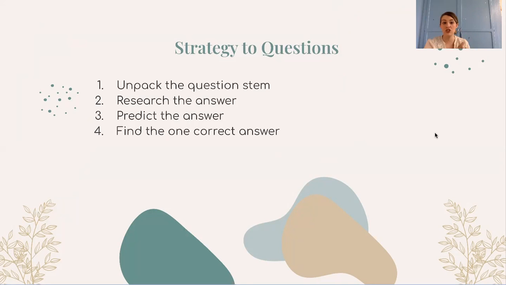Third, you want to predict the answer. Intentionally, there will be some answer choices that are there to trick or mislead you on purpose. So before you read your answer choices, go ahead and predict what you think that answer should be. And then you're going to find the answer that most quickly represents the answer that you have come up with.